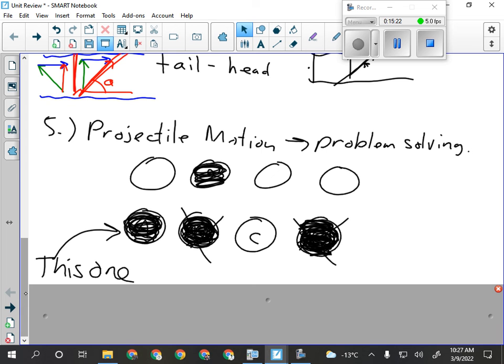The formulas are on the front page of the exam. Okay, so you won't be bringing your formula sheet to the exam. Formulas are provided on the test form. Okay.